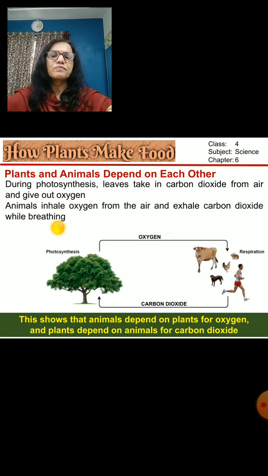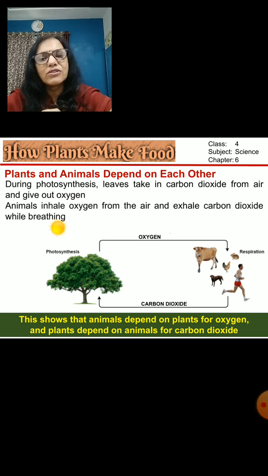Now plants and animals depend on each other, because during photosynthesis, leaves take in carbon dioxide from the air and give out oxygen. So we need oxygen that we get from the plants, and plants need carbon dioxide that we give. How do we give it? When we exhale. When we exhale, carbon dioxide is released into the air, and when we inhale, we take in oxygen. So animals inhale oxygen from the air and exhale carbon dioxide while breathing.